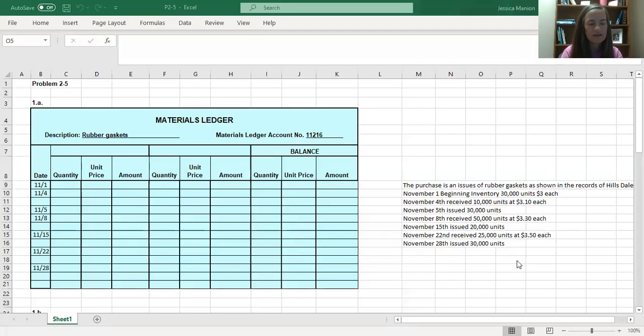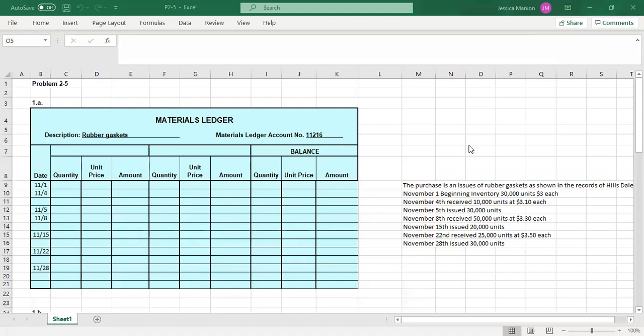This is problem 2-5 on page 120. I am going to share my screen with you. I already have it in an Excel file, so I'm going to get that Excel file pulled up here. I'll post this Excel file into Owlnet when I post the recorded lecture.